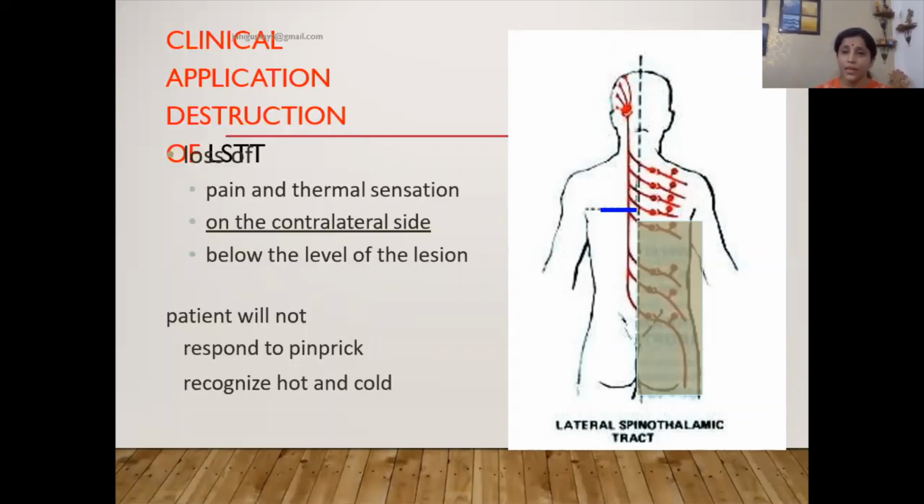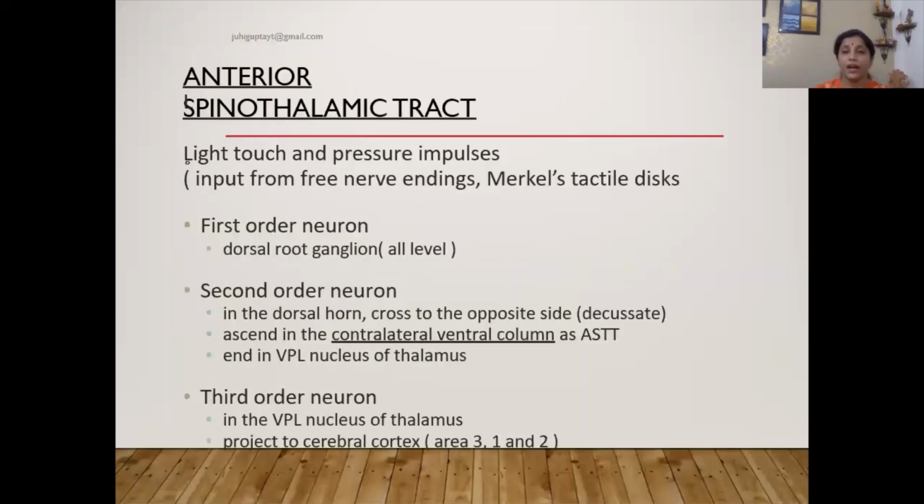Similarly, there is a condition called syringomyelia, though I will not talk much about it, but it is a condition in which there is compression in the tuft of the nerves which are being carried by the spinal cord. So that is again a condition where the sensation loss is there. So lateral spinothalamic tract lesion, you can very well understand.